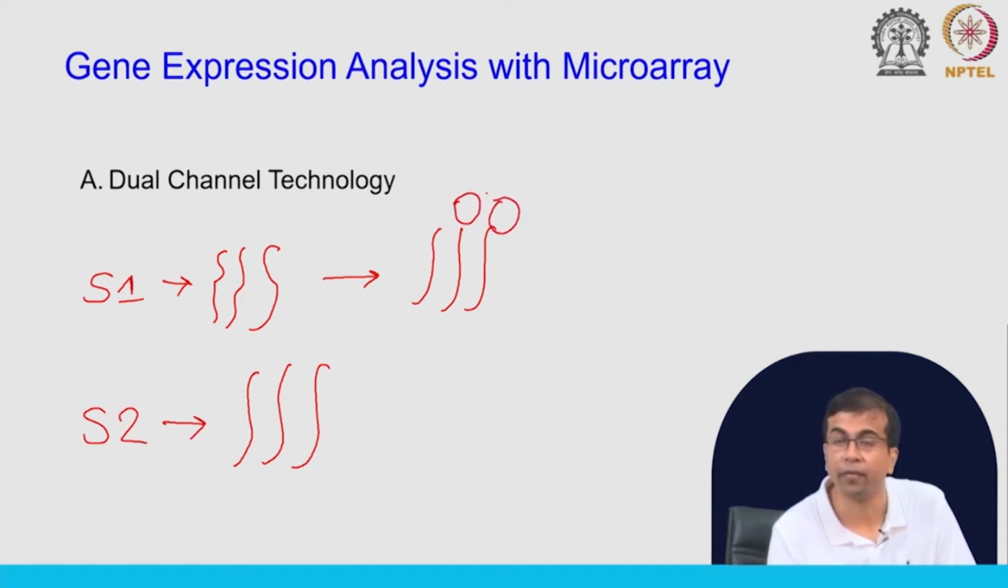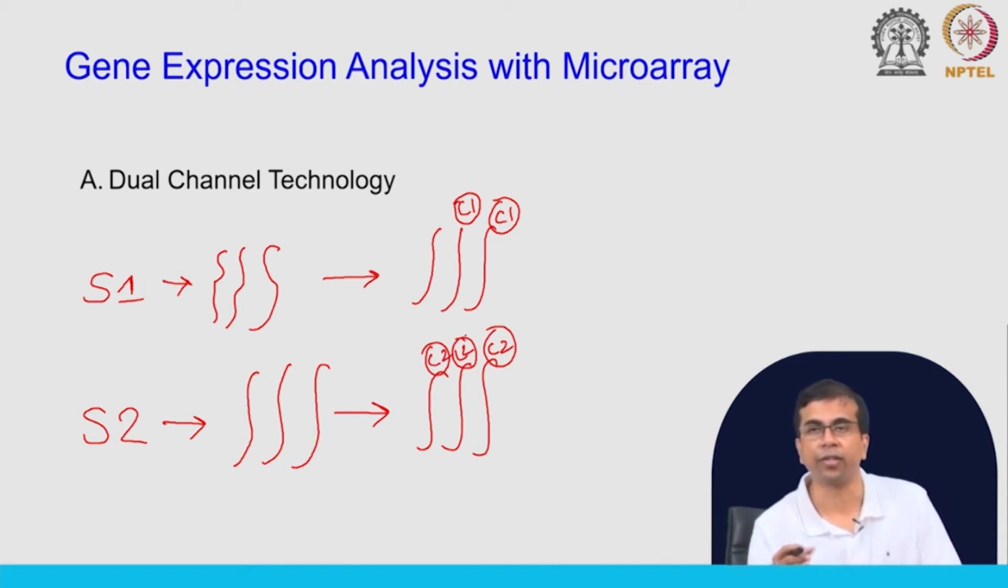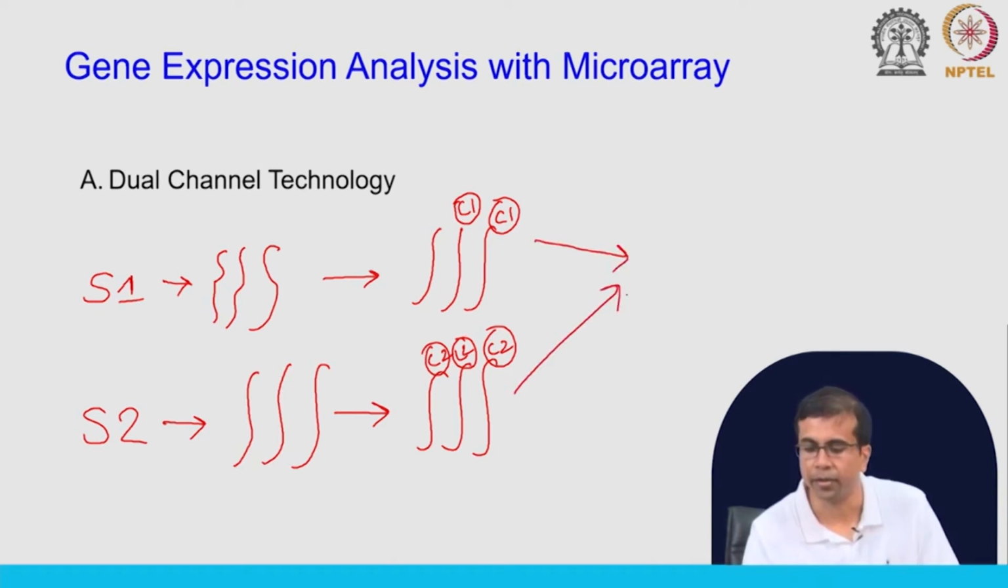Once they are converted to cDNA, this one will get one type of tag, of one color. Let us say this is color 1, and the second sample will get a tag of a different color, let us call it C2. This is usually red green coloration, so C1 is usually red, C2 is green. Then we mix these two samples and hybridize against the microarray chip.